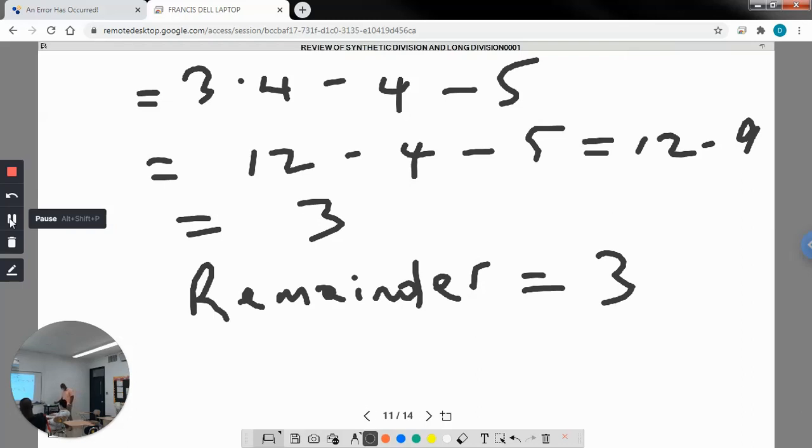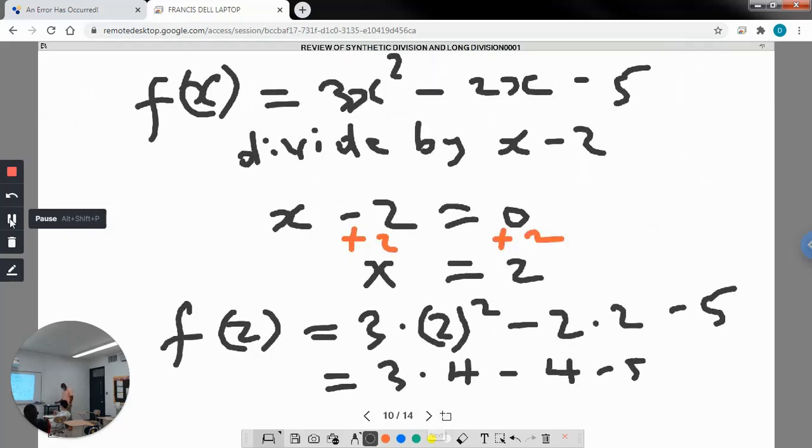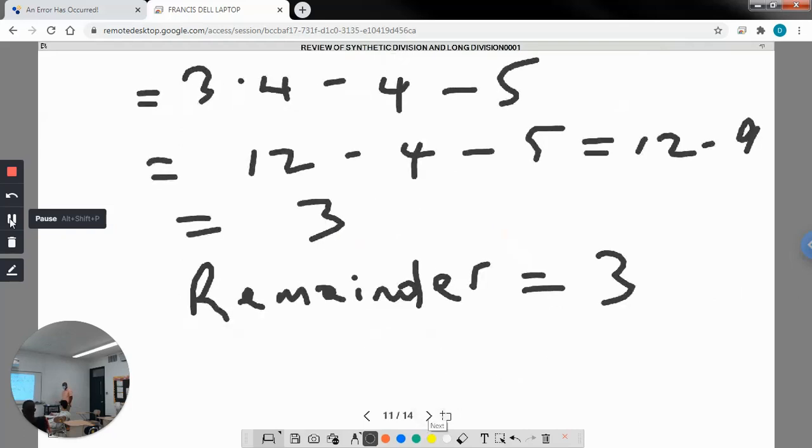So if you went back here, the question was if f of x equals 3x squared plus 2x minus 5, find the remainder when f of x is divided by x minus 2. And what we did, we substituted the value x equals 2, which we got by changing x minus 2 to x equals 2 by solving. We substituted that value inside the given function, and then we got the answer of 3.